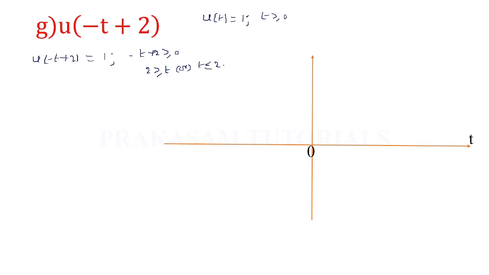Both are the same. So for t less than or equal to 2, the range of the t is minus infinity to 2. So minus infinity to 2, the strength of the signal is 1. Now the time t value is a positive value, that is the positive x-axis, and this is t is equal to 2. For t less than or equal to 2, the strength of the signal is 1. So this is the graphical representation of u of minus t plus 2. And for t greater than 2, it is 0, which means it lies on the x-axis.